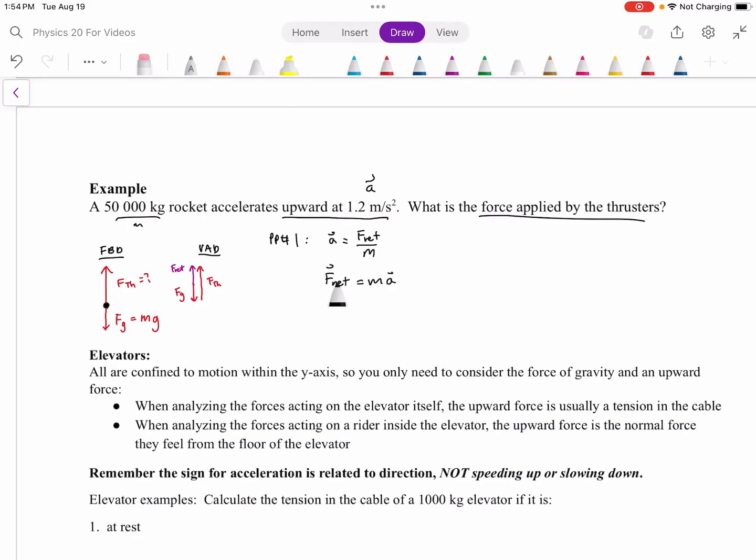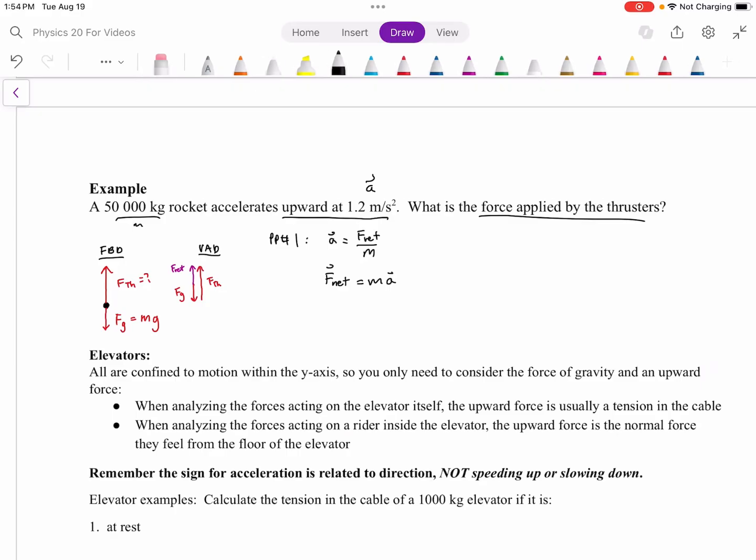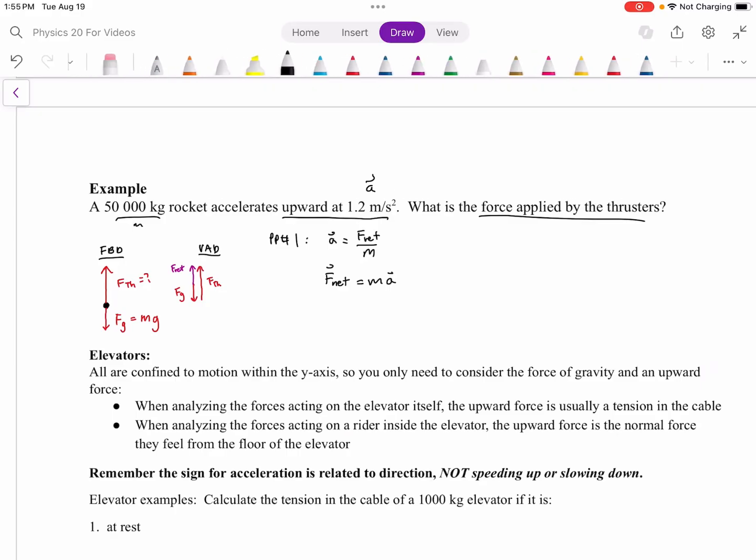Well, F net is just the sum of all forces, right? So in this case, everything's in the y-axis. We can just go ahead and add them up as long as we're careful to define our positive and our negative directions, right? So I'm going to call up positive, down negative. So what contributes to F net here? Well, we've just got the thrust upwards and the force of gravity downwards. So let's break this down. F net is really just F thrust plus the force of gravity. And that equals mass times acceleration for the rocket.